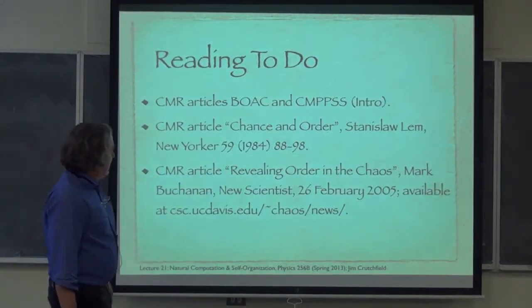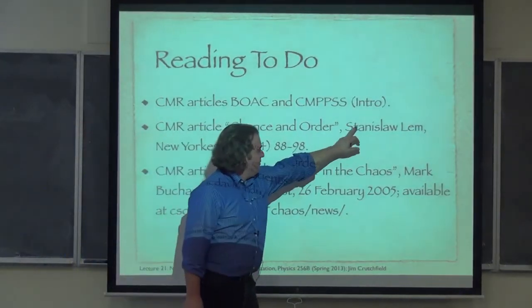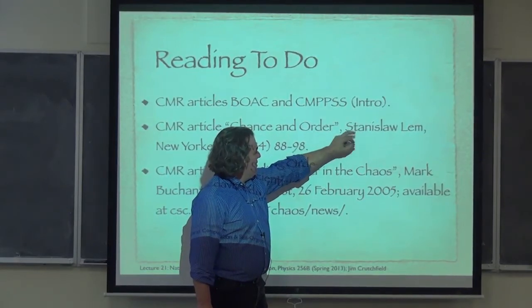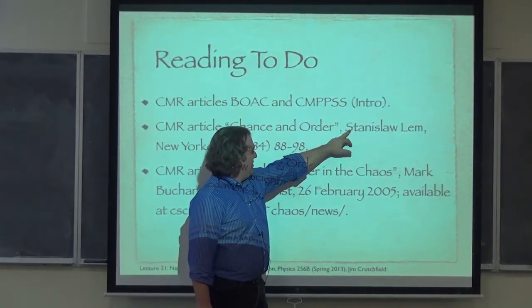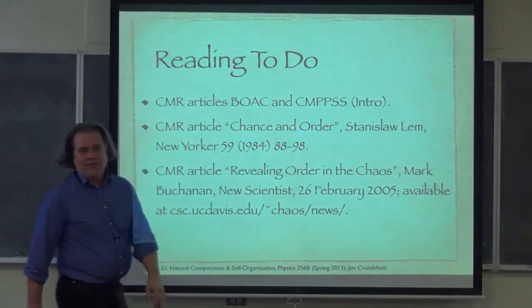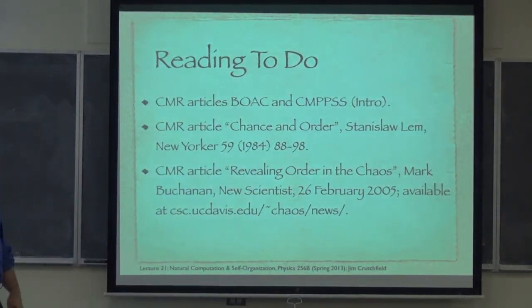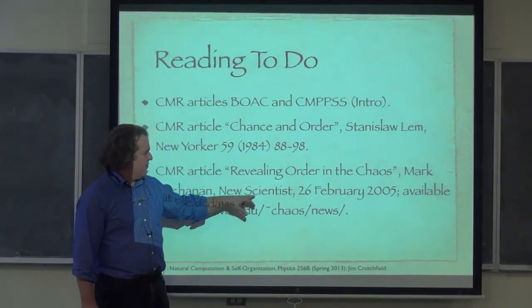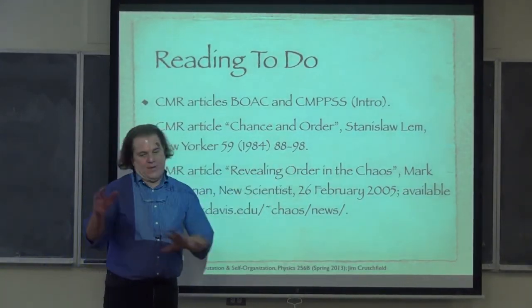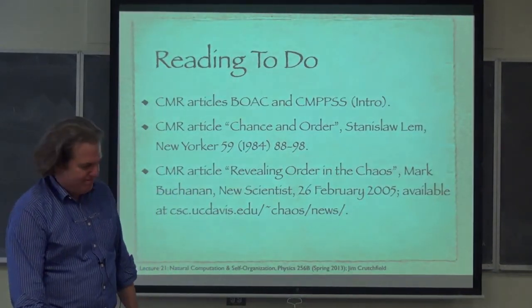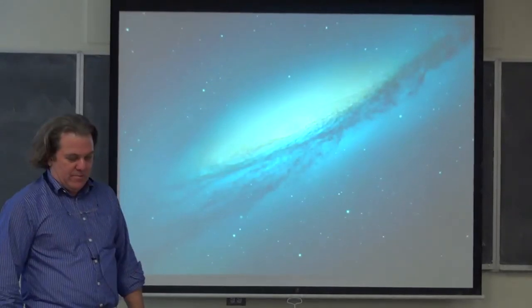And for fun, take a look at Stanislaw Lem, the Polish science fiction writer who passed away half a dozen years ago, but who actually knew information theory and statistics. He has this nice New Yorker article called Chance and Order. That'll bring up some of the questions, or reframe some of the things I said already. And there's a quick, very newsy, readable New Scientist article by Mark Buchanan that talks about this idea of reconstructing order from chaos. Okay.